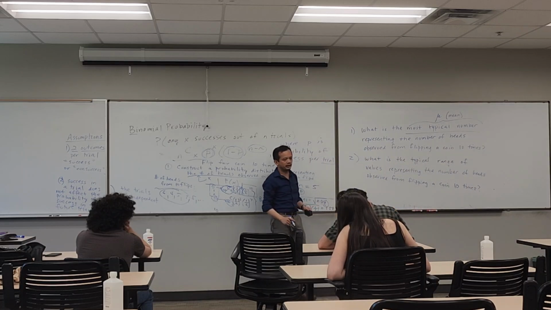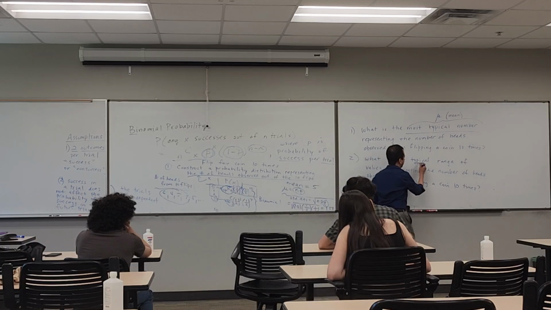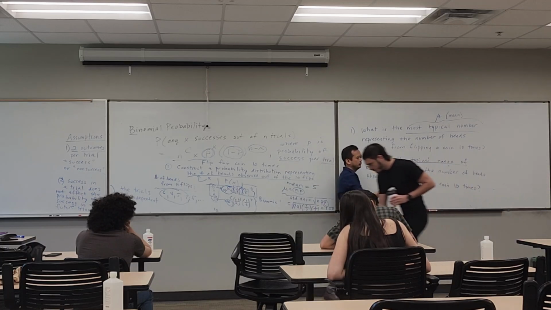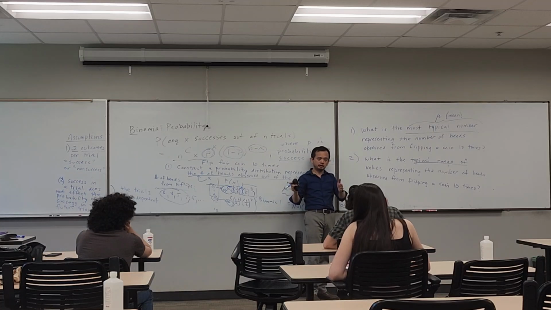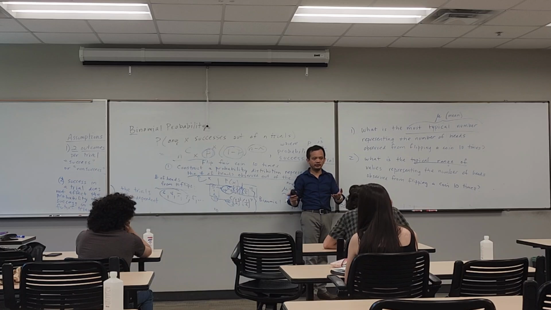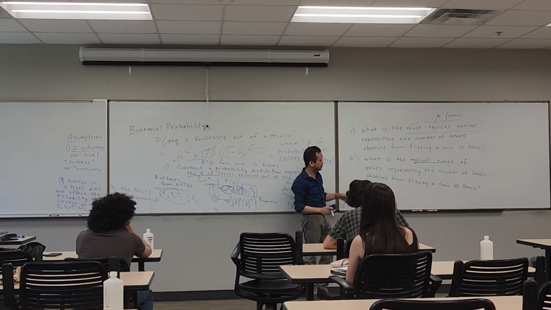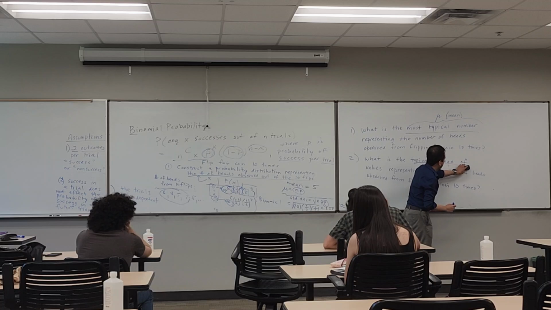Okay, so let's talk more about how we can answer this question. So now we want to find this typical range of values. So every single time we flip this fair coin 10 times, we want to know, if the coin is actually fair, what's the range of values we should expect for the number of heads from these 10 flips.